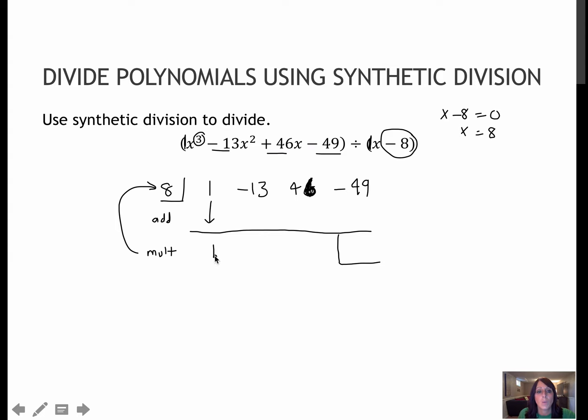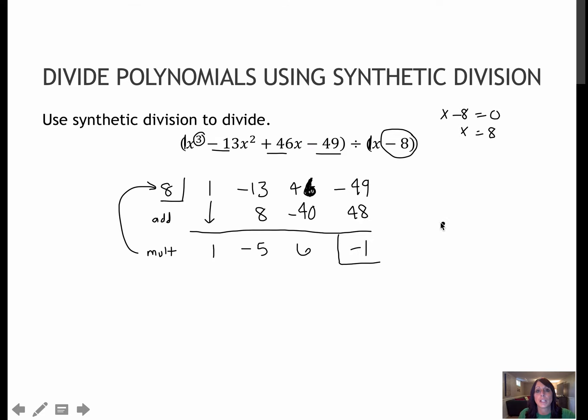So let's try. 1 is below the line, so 8 times 1 is 8. And now I'm going to add negative 13 plus 8, which is of course negative 5. Negative 5 is below the line, which means I multiply it by 8. 8 times negative 5 is negative 40. Negative 40 is above the line, so I add it to 46, which gives me positive 6. 8 times 6, because it's multiplication below the line, is 48. 48 plus negative 49 is negative 1.